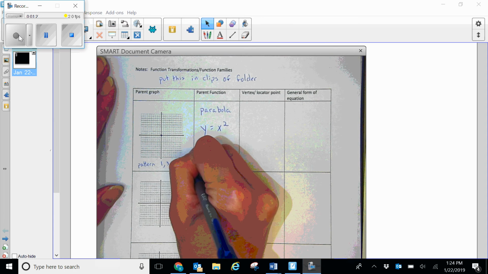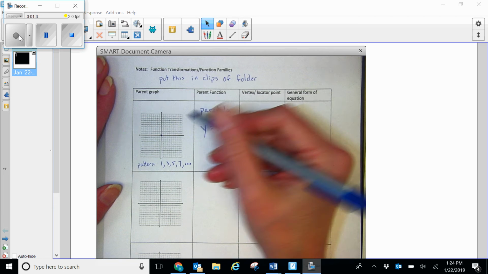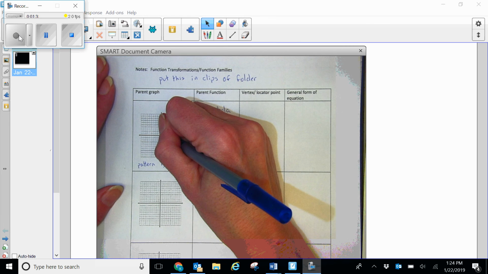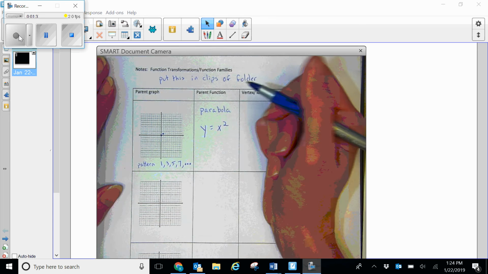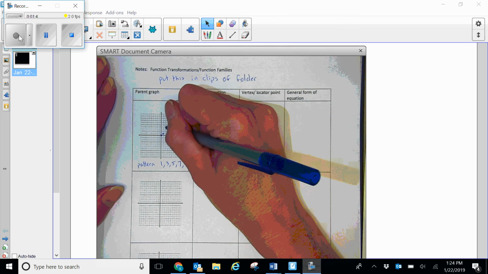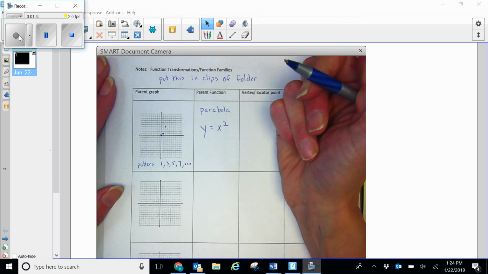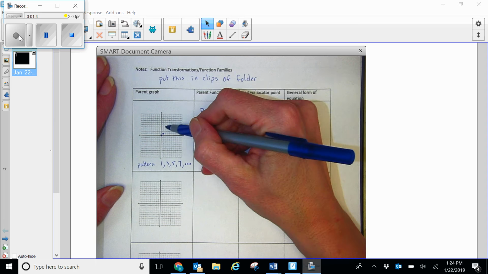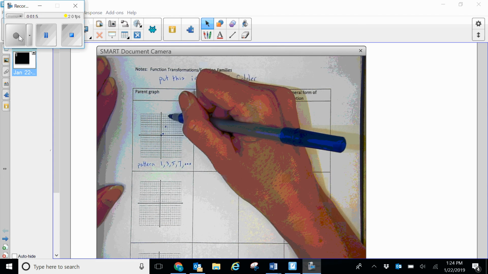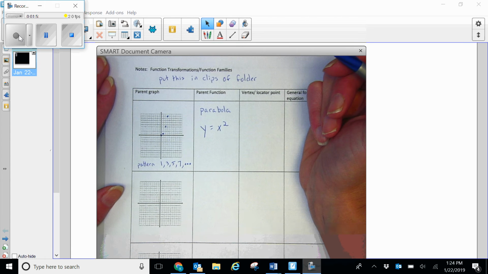And they just keep going. And what do I mean by that pattern? If I start at the vertex of any parabola and I move over 1, up 1, I get my next point. Then from that point, if I go over 1, up 3, I get my next point. From that point, if I go over 1, up 5, I get my next point. And I can follow that pattern for any parabola.